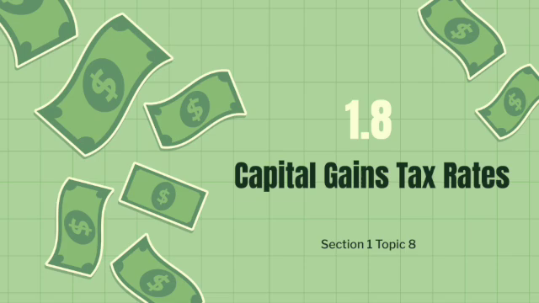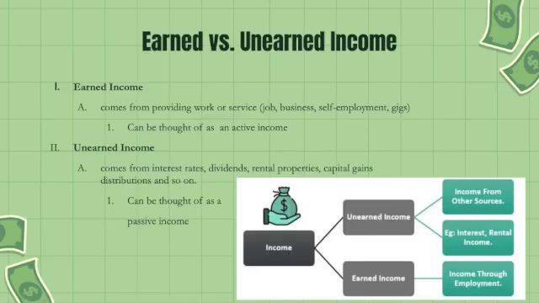Section 1, Topic 8, Capital Gains Tax Rates. So first of all, let's define some key terms. We have earned and unearned income. Earned income comes from providing work or a service, such as having a job, owning a business, self-employment, or even gigs. So this can be thought of as active income, something that you're actively working on. If you're constantly going into work every day and doing something, or if you actively mow someone's lawn, then that is most likely earned income.